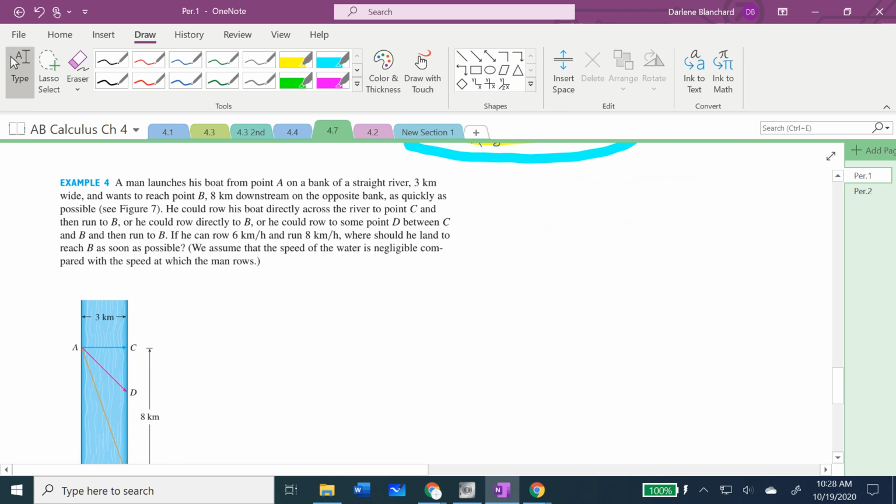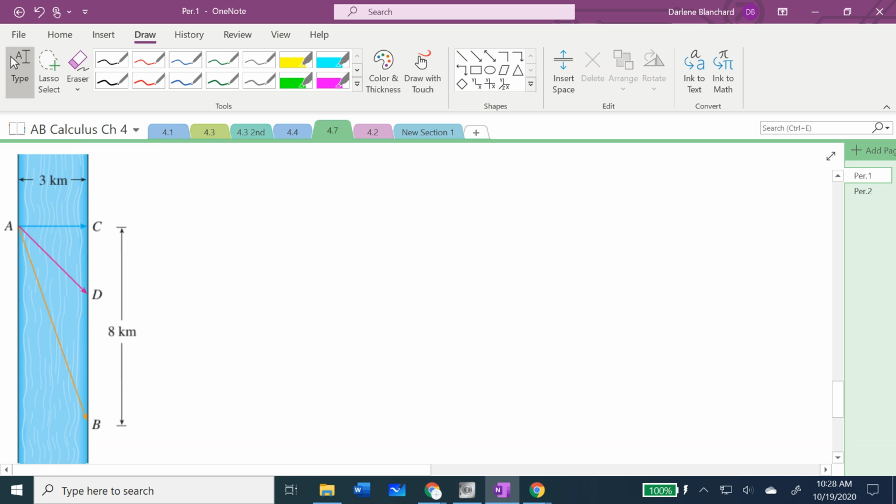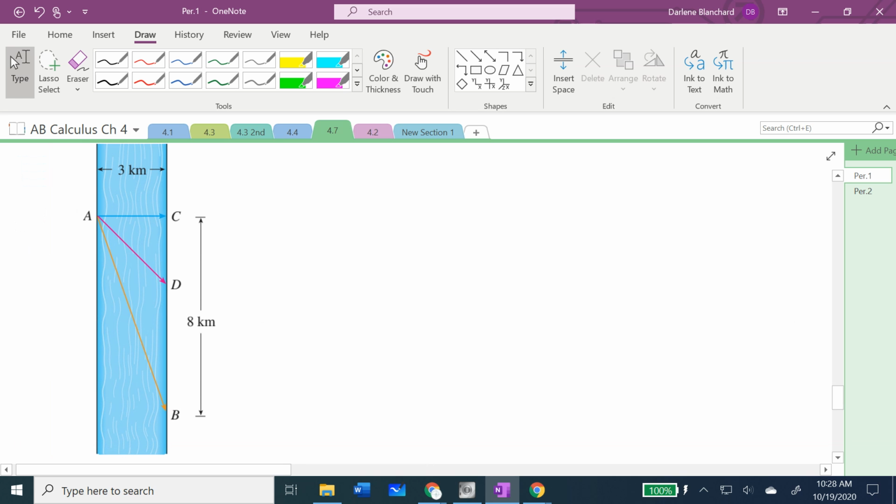Okay, I'm going to tell you what this problem is saying because it's very wordy. What it's saying is, you've got a person sitting at point A. They want to get to point B, but they want to get there as fast as they can. So they're trying to figure out, by rowing their boat and running, what is the optimal point that they can row to minimize their time.